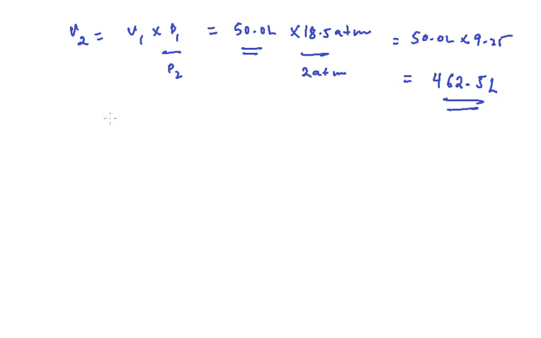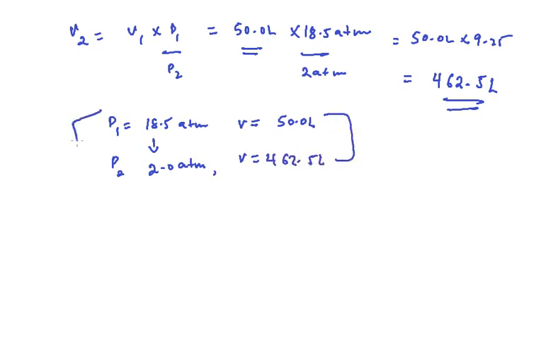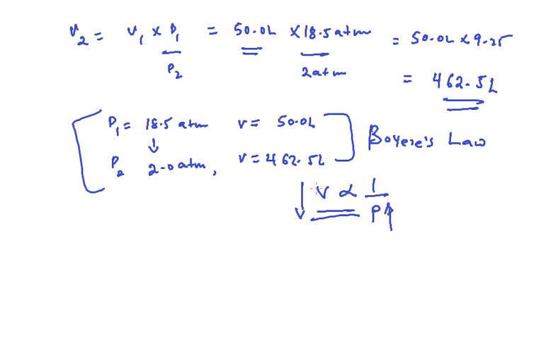So what is the observation here? When pressure 1 was 18.5 atm, the volume was 50.0 liters. When you reduce the pressure from 18.5 atm to 2 atm, the volume becomes 462.5 liters. So this is a direct consequence of Boyle's law. Boyle's law says that volume is inversely proportional to pressure. You increase the pressure, you decrease the volume, or vice versa. Alright? So this is one of the problems.